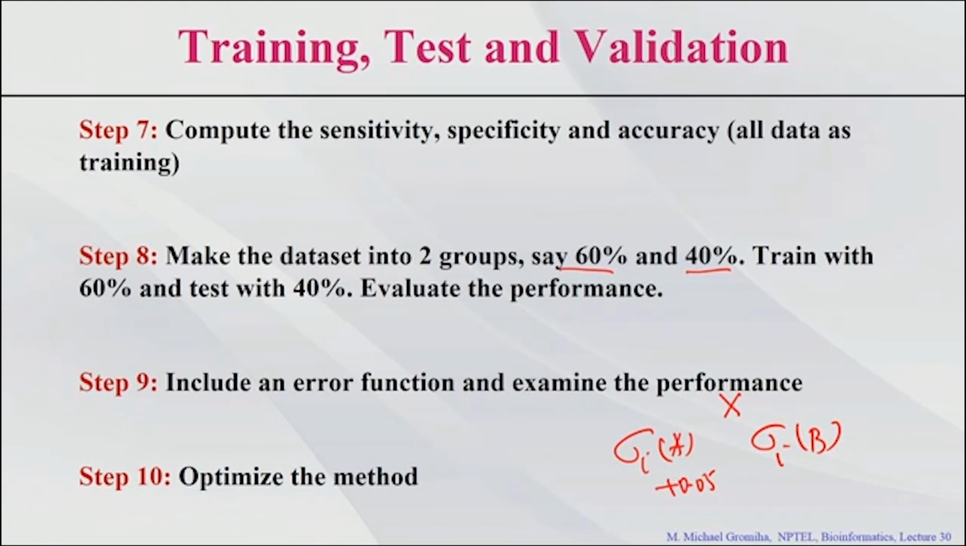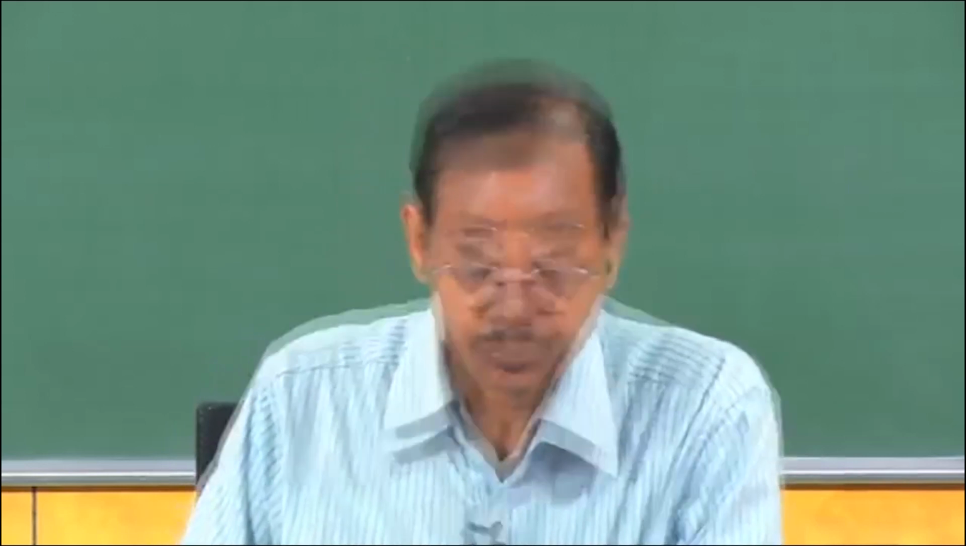In this case you can get a method with better performance than just using the difference between sigma A and sigma B with the protein X, right? You can do that. So, this is a statistical method you can use.